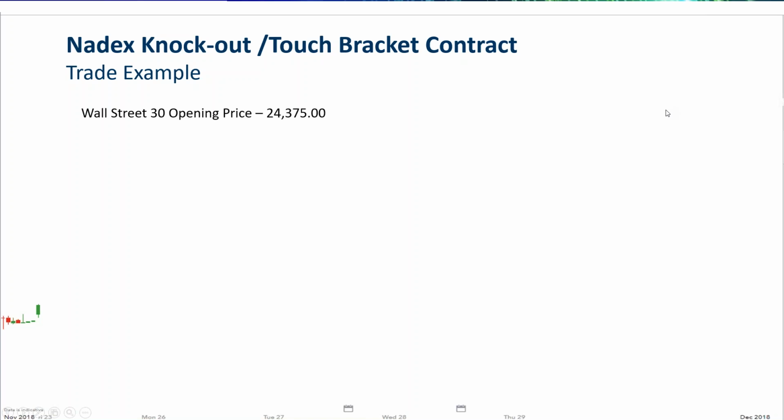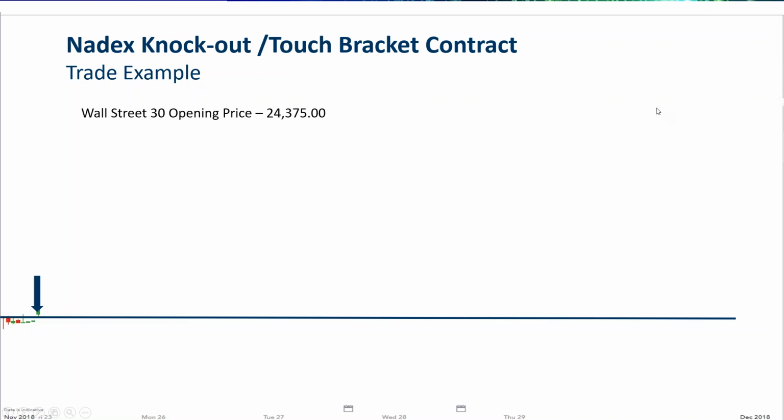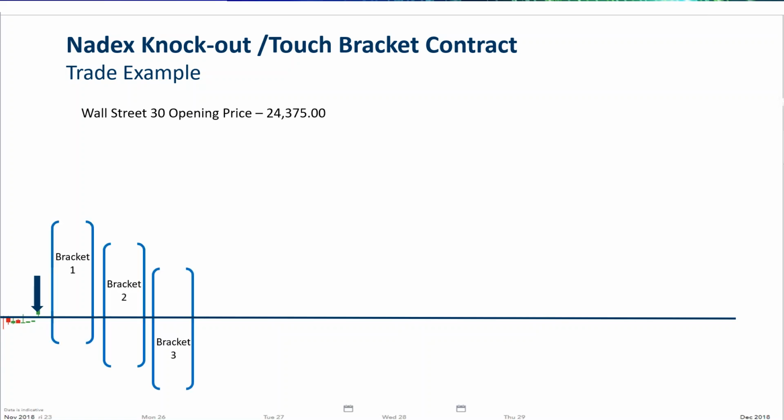All right, so let's put it all together now. We've talked about what they are, how they work, risk reward, and capital requirements. So let's take a look here. This is the Wall Street 30. It's at 24,375. This bracket structure should look pretty familiar.